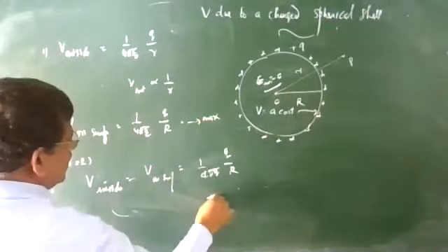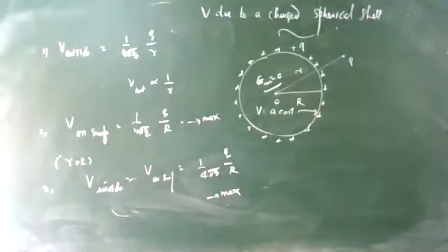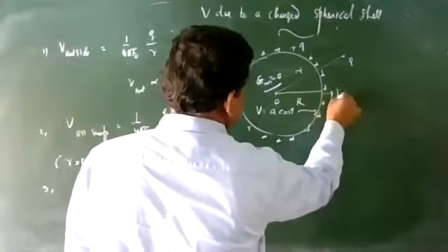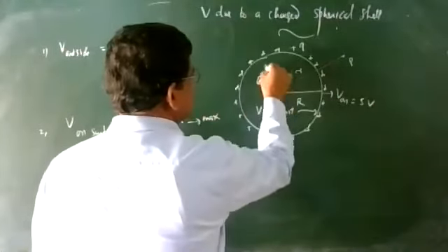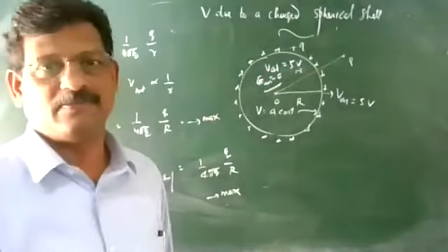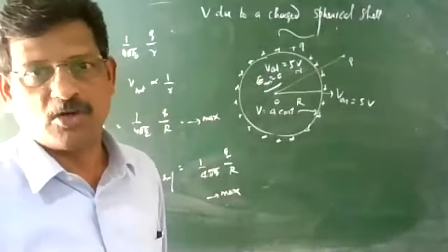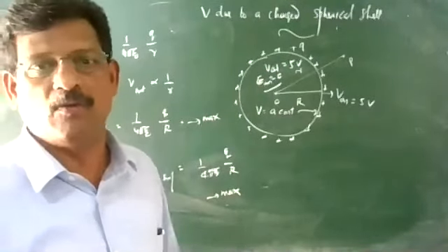On the surface and inside is the maximum value. As you go out, potential decreases because small r is greater than capital R. So these are the values of potential. Usually a question will be asked: if the potential on the surface is 5 volt, what is the potential at the center? That is equal to 5 volt. If the surface potential is 5 volt, the potential at the center is also 5 volt, equal values.